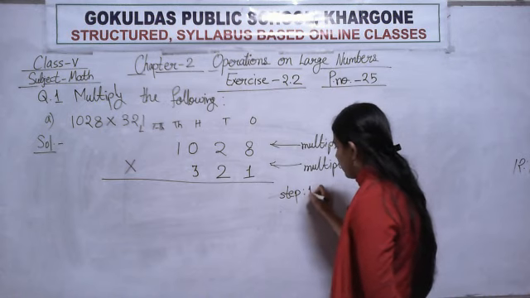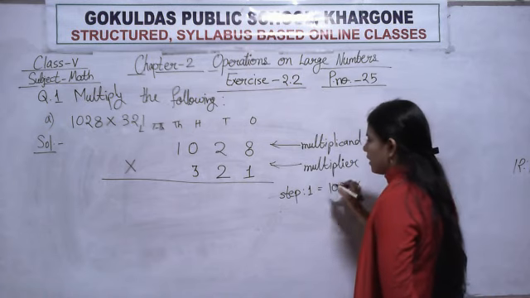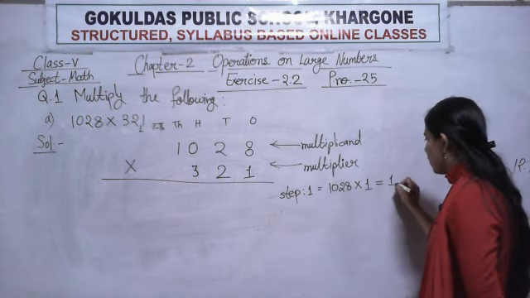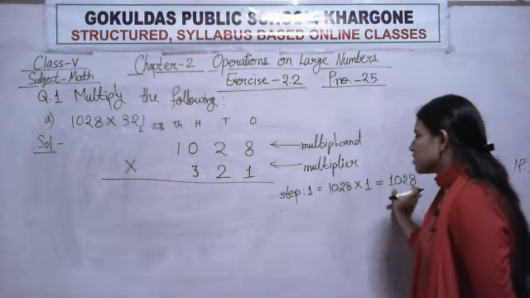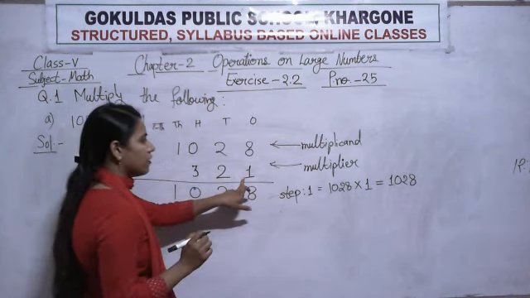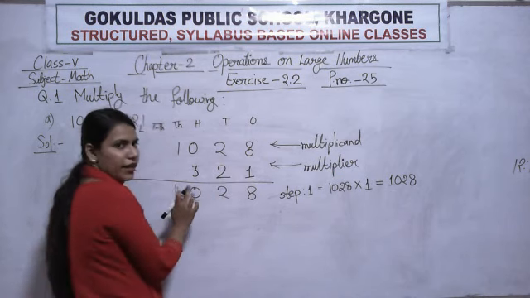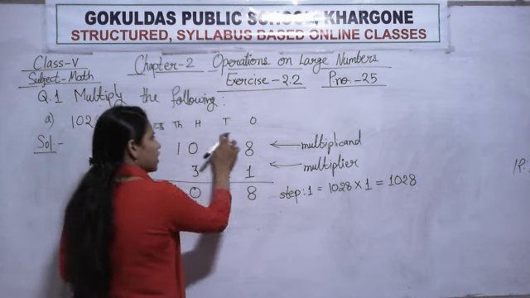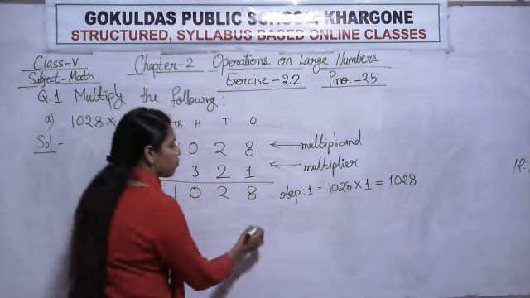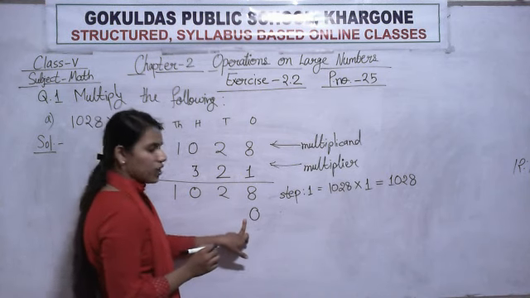In step 1, you will multiply this number by the 1. When you multiply this number by 1, you will get 1028 as the answer. So write this 1028 here. You have done the multiplication with this one. Now start multiplying the 1028 by 2. Because this 2 is written at tens place, put a 0 below the ones place.